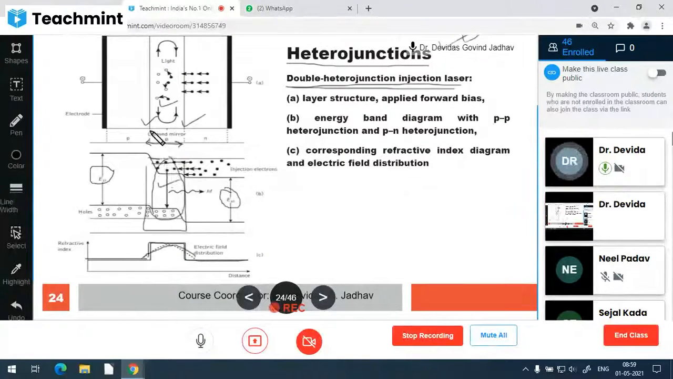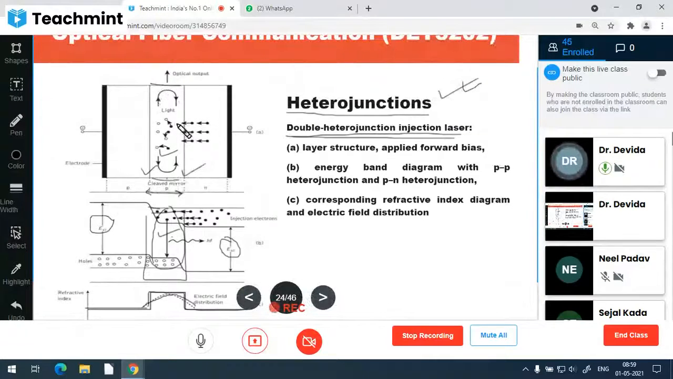So there are mirrors on both sides of the active region, and there is optical confinement on both sides of the active region. This makes all the photons confined into the active region, and one side mirror is partially transmitting, so optical output is possible through this. So this is the optical output, partial emitting.